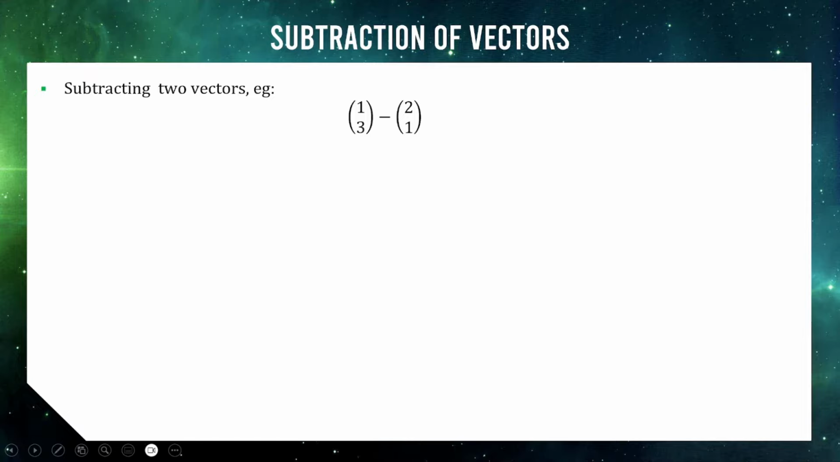Okay, now for subtraction, it's a bit trickier. There's some stuff to remember here. Numerically, very straightforward. We're just going to do 1 minus 2, which is minus 1, for the x components. For the y components, 3 minus 1 is 2, and so that is our resultant vector.